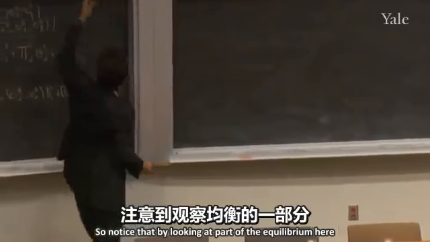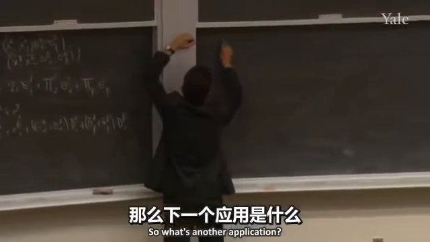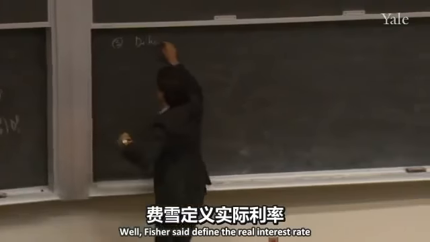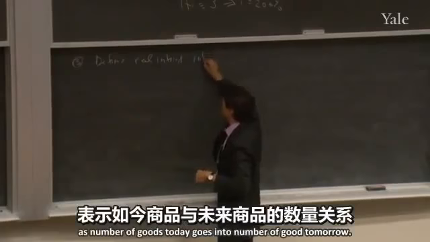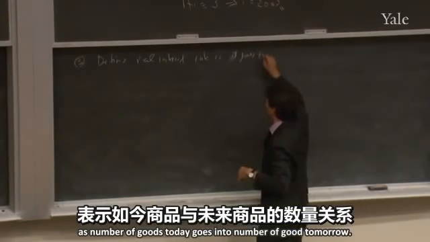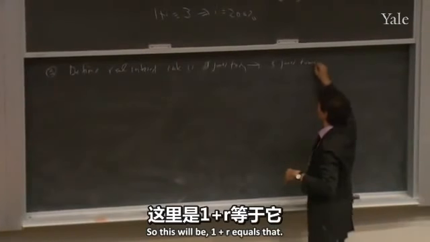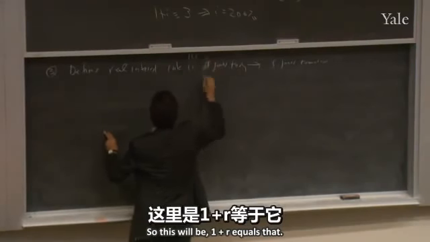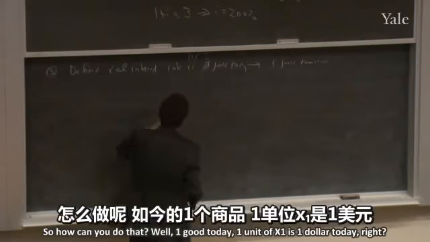Notice that by looking at part of the equilibrium here, we can figure out a lot of the rest of the equilibrium. So what's another application? Well, Fisher said, define the real interest rate as the number of goods today that goes into the number of goods tomorrow. So 1 plus R equals that. The number of goods today, and how many goods tomorrow do you get? So how can you do that?